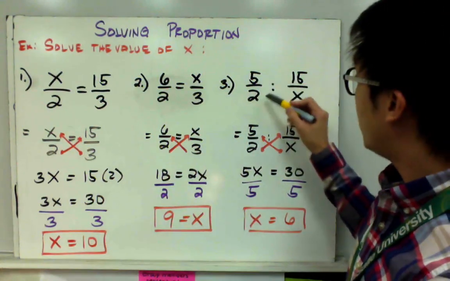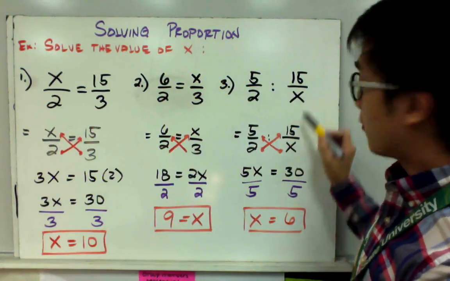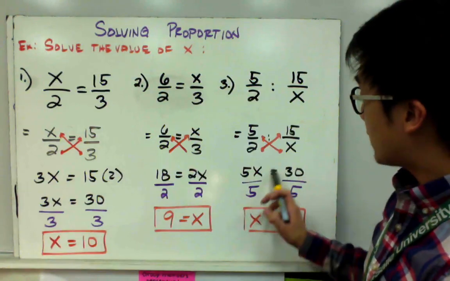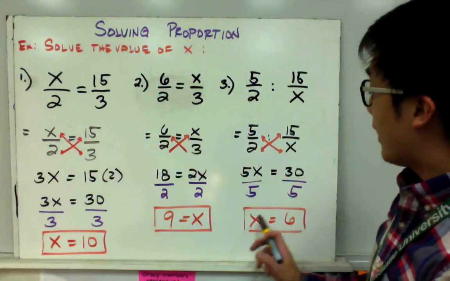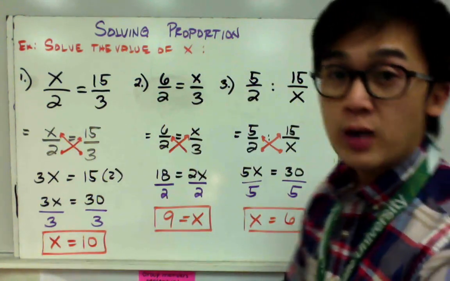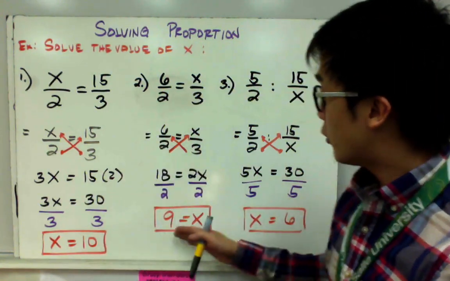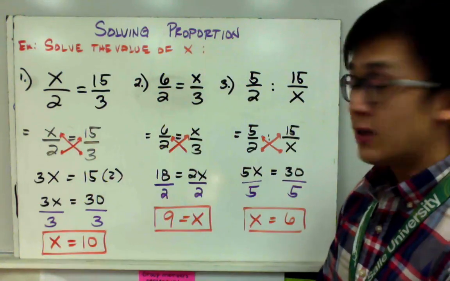So, if I have 5 over 2 is to 15 over x, cross multiply, and you'll have 5x equal to 30. I need x by itself, so divide both sides by 5, x is equal to 6. So, dalawang steps lang yung kailangan gawin para makuha nyo yung inyong mga sagot o yung x value.